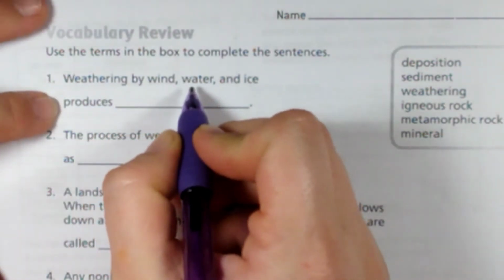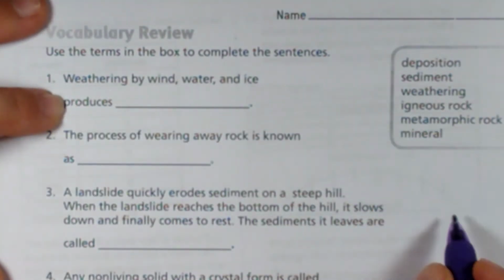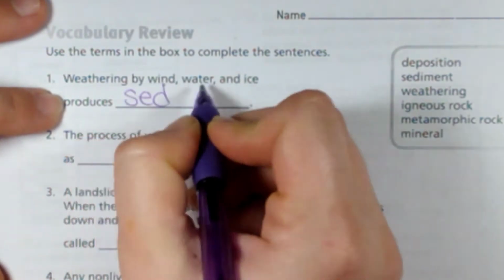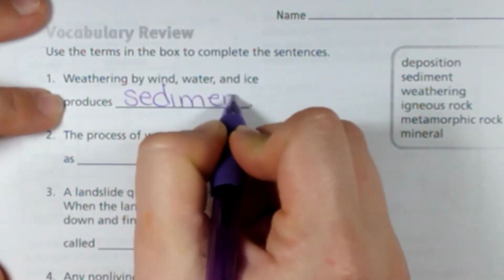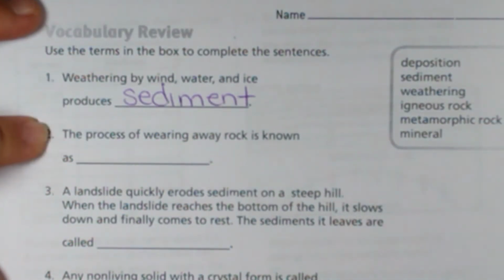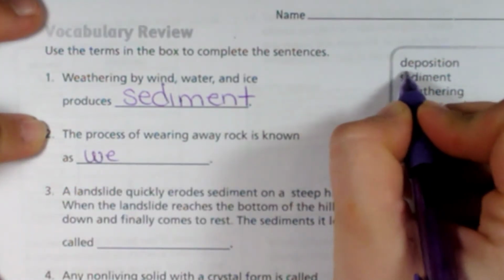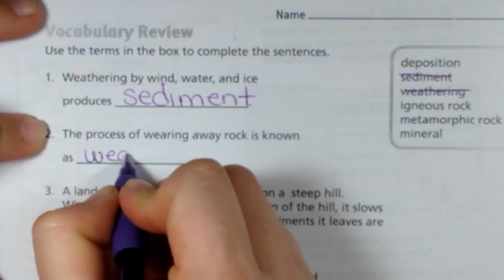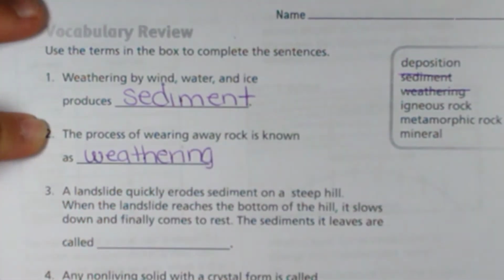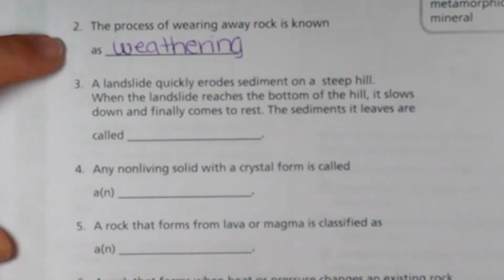So weathering by wind, water, and ice produces sediment. So these are the words that we're using. The process of wearing away rock is known as weathering. All right, weathering is wearing it away. Erosion is carrying it away.